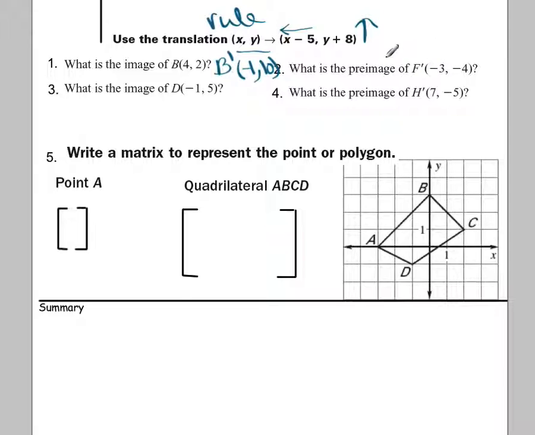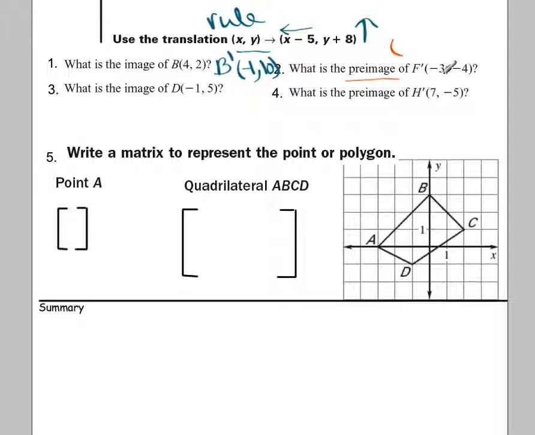Over here, they want us to do something different. They want to know what is the pre-image. So a pre-image is like we have to go back in time. They've already done this change. And so we have to figure out what it was before the change. So the change that has happened is they have subtracted 5 from the x. So we want to go back in time and do the opposite. We want to add 5 to the x because look, it has this F prime. This was the new one. We want the old one.